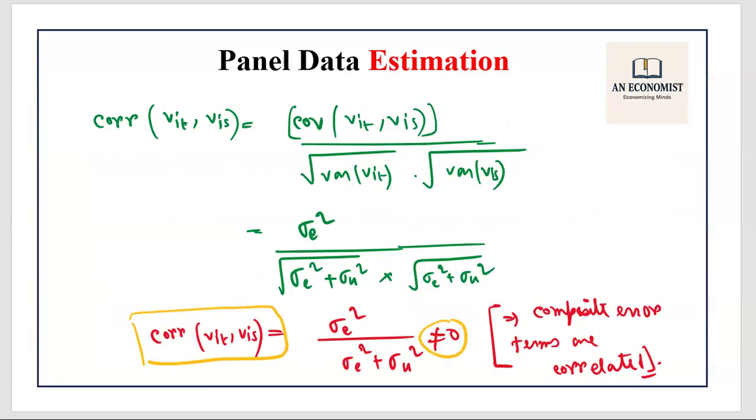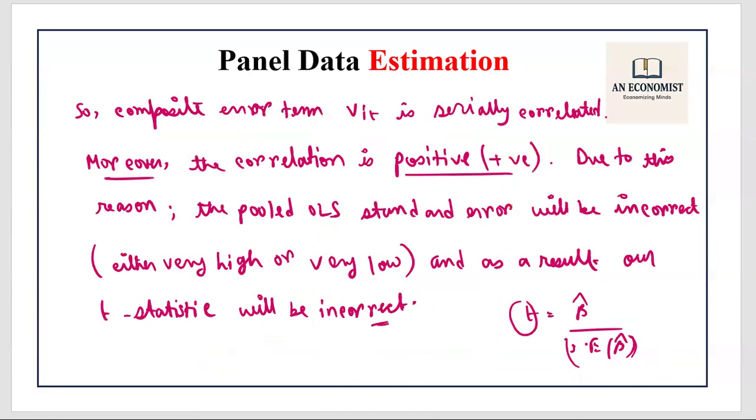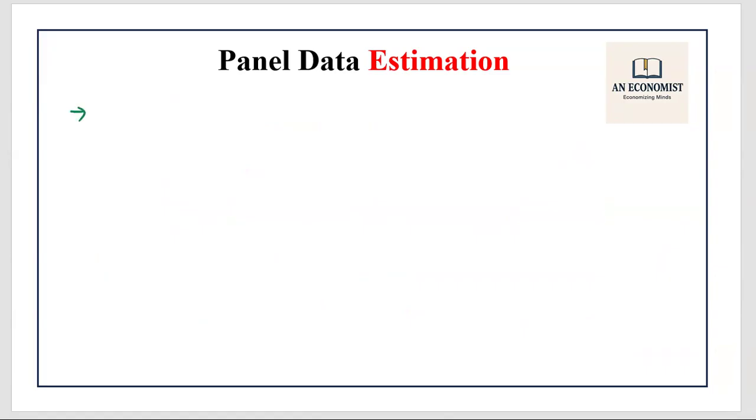That is why we have found out this correlation. It is not equal to 0; here it is strictly greater than 0 because it is the ratio of variances, and variance can never be negative. So the composite error term, v_it, is serially correlated, and this correlation is strictly positive. If this is the scenario, the pooled OLS standard error will be incorrect. So you cannot use the pooled OLS method of estimation in this case. Instead, in order to estimate using the random effects model, you have to use the generalized least square method.